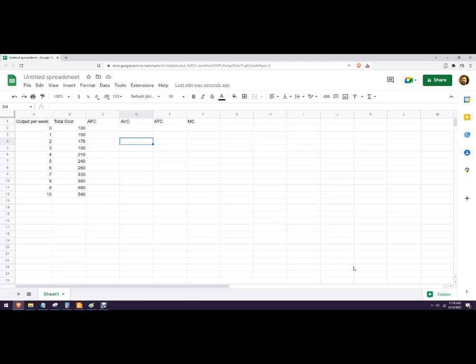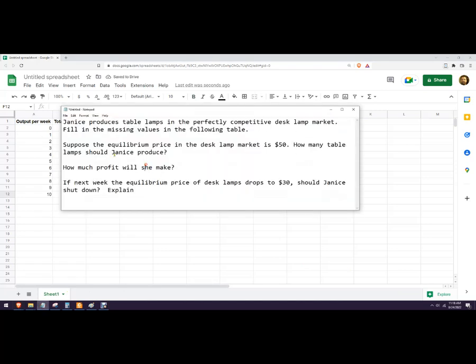We're going to use this Google Sheets to calculate a perfectly competitive problem. Here's the problem. Janice produces table lamps in a perfectly competitive desk market. What that means is that all the products are the same. Not super realistic, but we're being told to assume that, so that's fine.